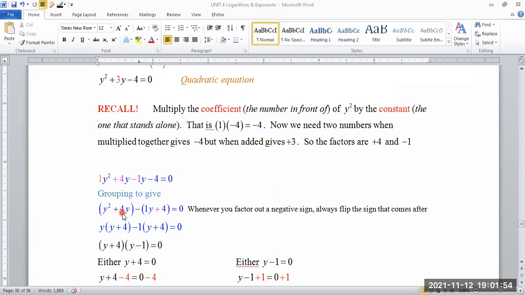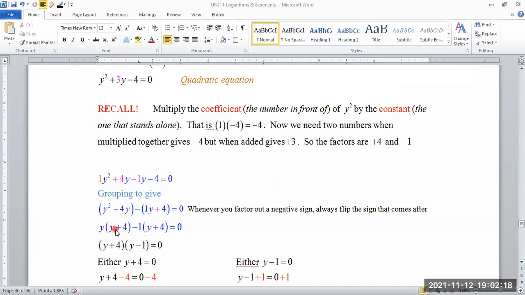What is common here that is common there is going to be y. What is left is going to be y, and positive 4 will be left here. And what is common here that is common there is 1. What is left is going to be y plus 4. Again, whatever is in this bracket has to be the same thing in this bracket.